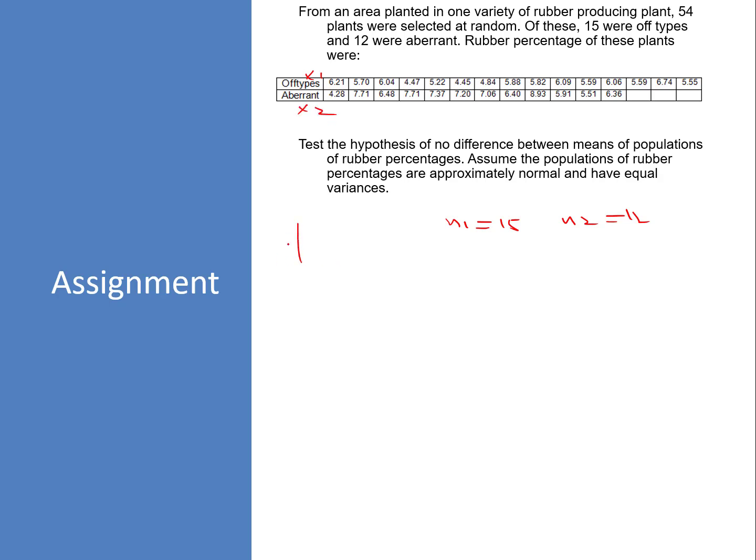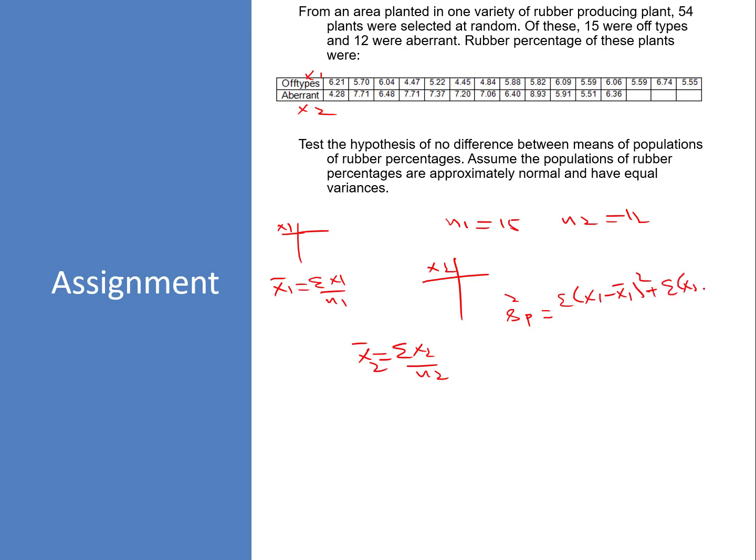So what will you do? You will write this x1, and you need to calculate summation x1 by n1. Similarly for x2, you will compute summation x2. So this will be x1 bar, and x2 bar is equal to summation x2 by n2. Similarly, for the pooled variance, you will calculate summation (x1 minus x1 bar) whole square plus summation (x2 minus x2 bar) whole square, divided by n1 plus n2 minus 2.